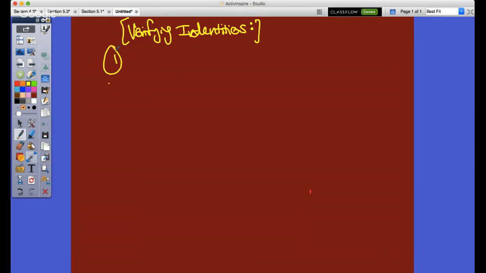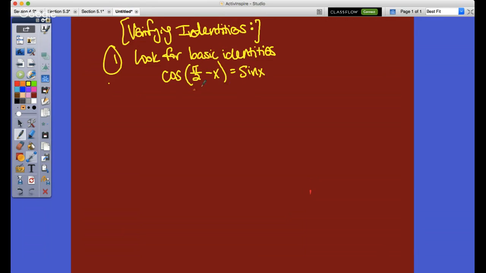First thing I want to do is look for basic identities, okay? This could involve a lot of things. A lot of the times it looks like this: cosine of pi over 2 minus x. Just knowing that that simplifies, and you'll have your identity sheet, but knowing that this simplifies to sine x is important to proceed with the problem. Or, what is sine of negative x? Again, a basic identity that comes straight from my formula sheet, and it says that it's equal to negative sine of x.